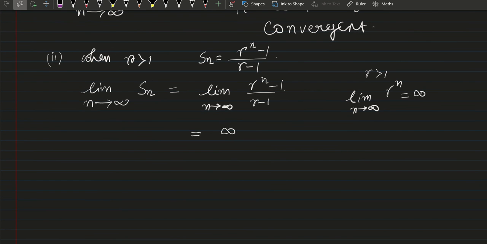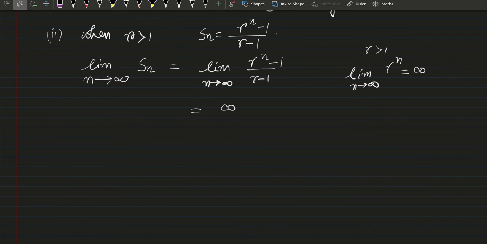So when n tends to infinity, the summation of this series, the geometric series, also tends to infinity. Hence the series is divergent. Okay.